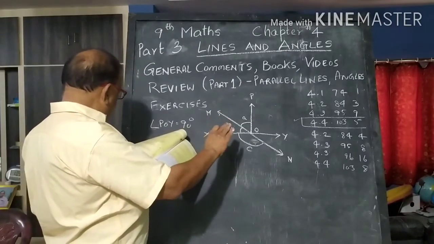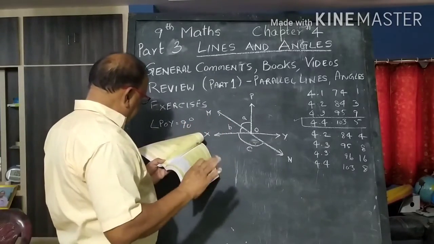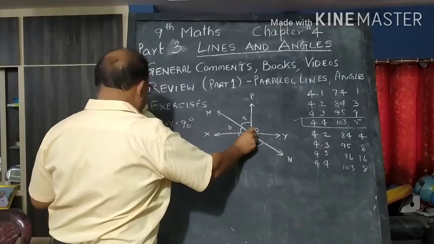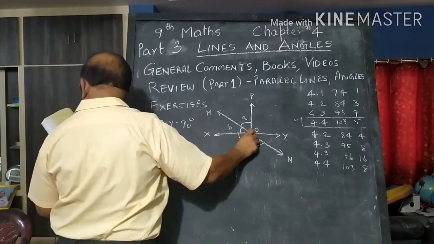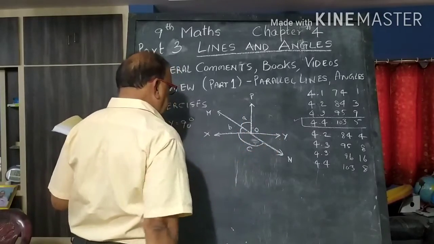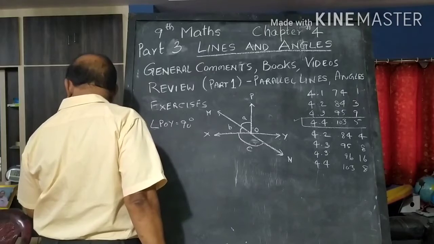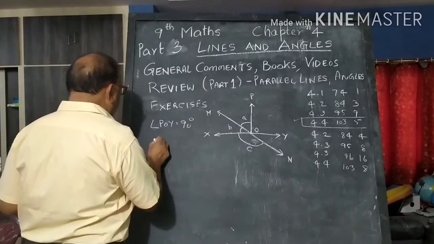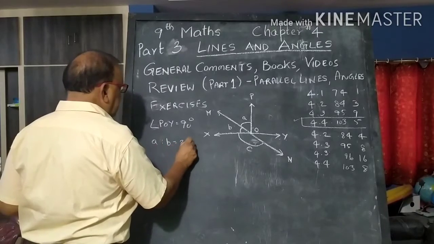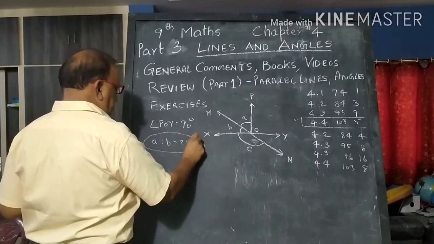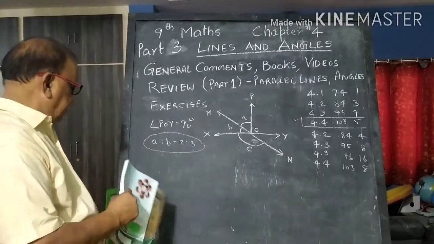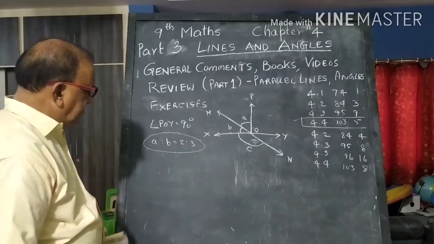In the given figure, lines XY and MN intersect at O. Very good. Now, angle POY is what? 90. POY is equal to 90 degrees, and A is to B equal to 2:3. So find C. You want to find only C. Okay, all right.